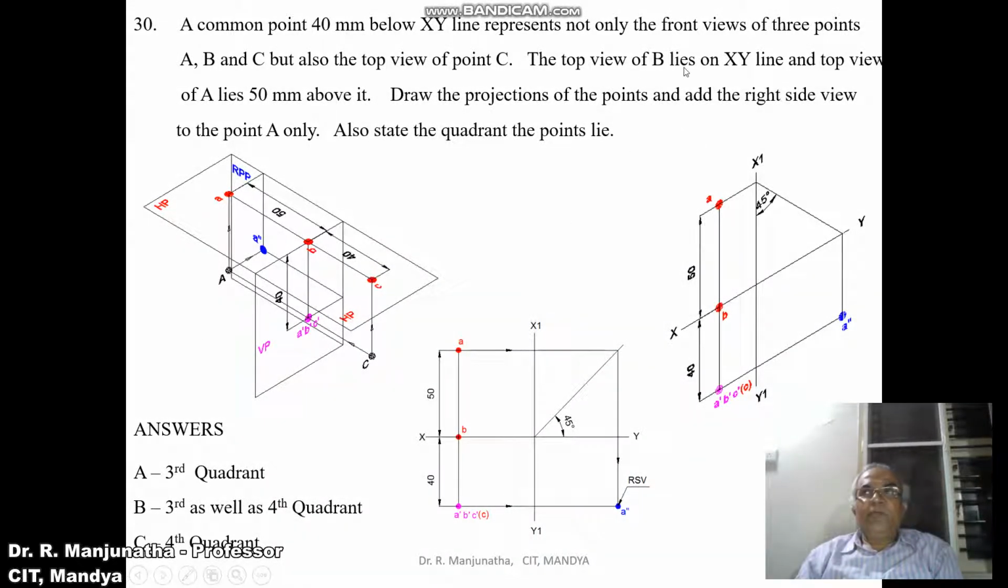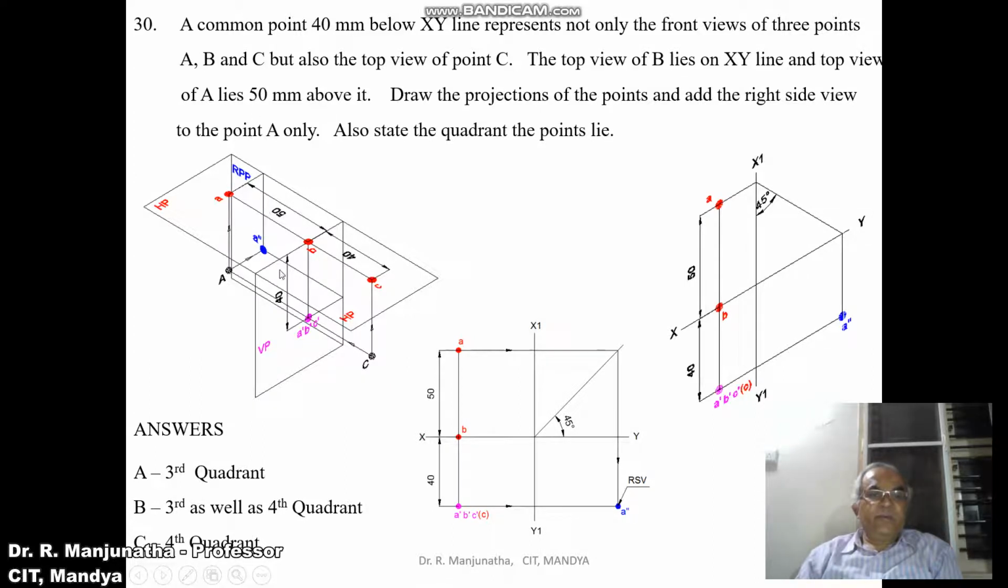Now the top view of point B lies on XY line. And the top view of A lies 50 mm above it. So the top view of the point is 50 mm above, which means the front view is below XY line and the top view is above XY line, so it is in the third quadrant.